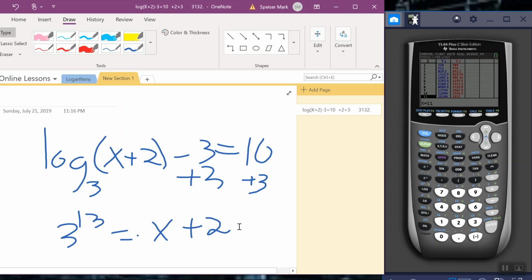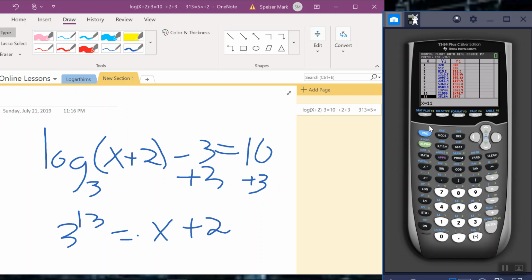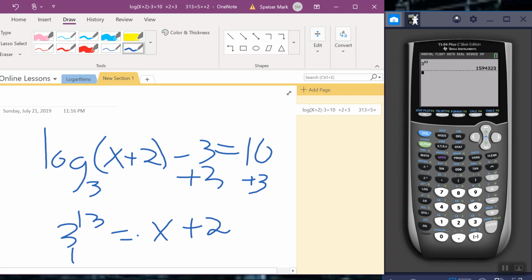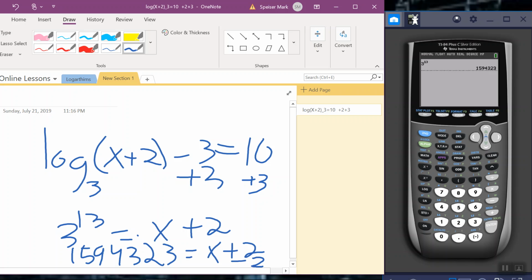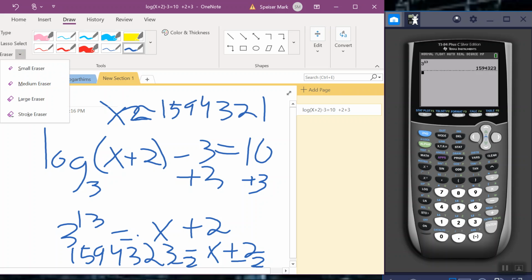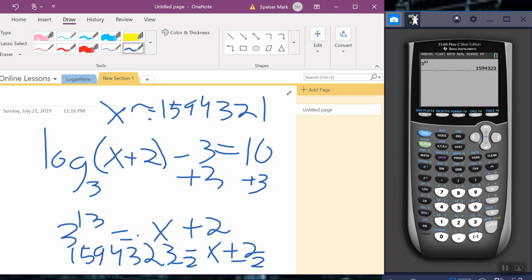You do 3 to the 13th power, and you calculate a gigantic number. So it's 1,594,323 equals x plus 2. Subtract 2 from your result, and you get x. It's approximately 1,594,321. Okay? And that's it for my series on logarithms.